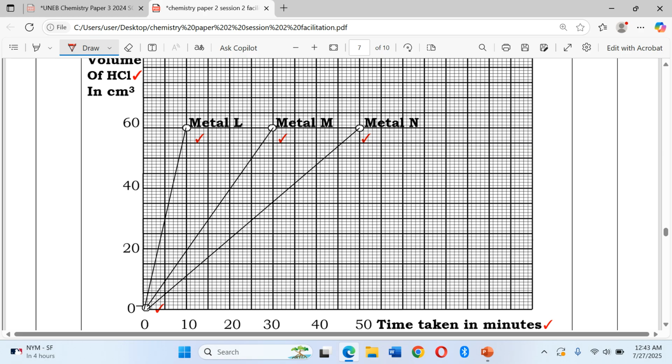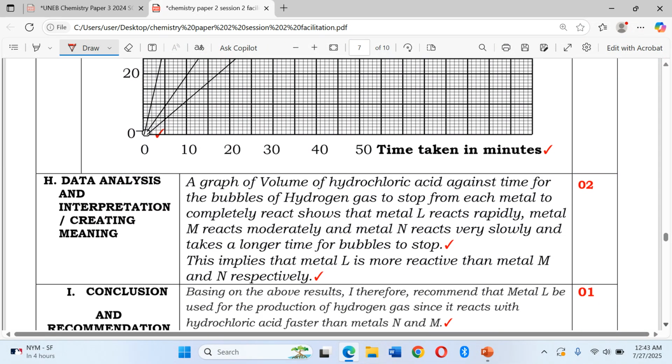So we can see that we can have a graph and we can see which one is taking less time. Metal L has taken 10 minutes. Since it is taking 10 minutes alone, it is the best compared to N, which takes 40 minutes for a complete reaction.